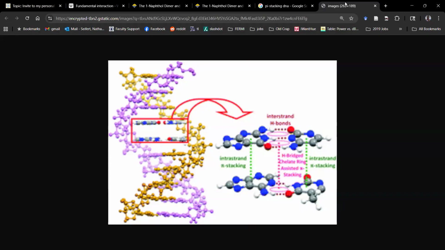cytosine, guanine. You know, I've heard that in biology and whatever, but I've never actually thought about that happening. Yeah, so this is nice, to see it.